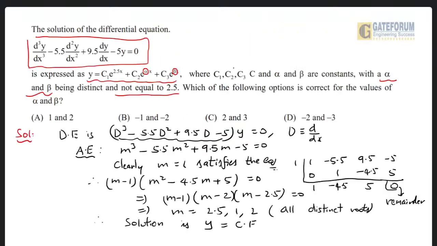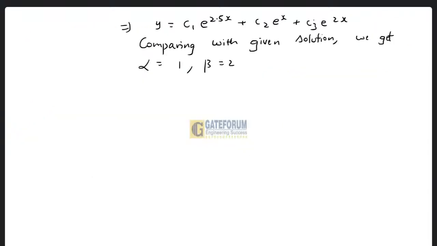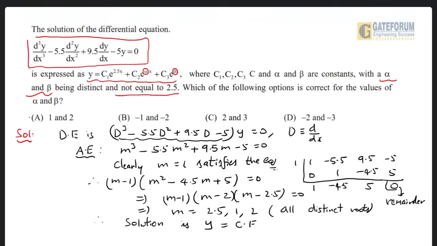See, this is e power alpha x, e power beta x, which are nothing but the corresponding terms e power x, e power 2x. So this is the solution 1, comma 2. Accordingly, the option is A. This is the end of the question.